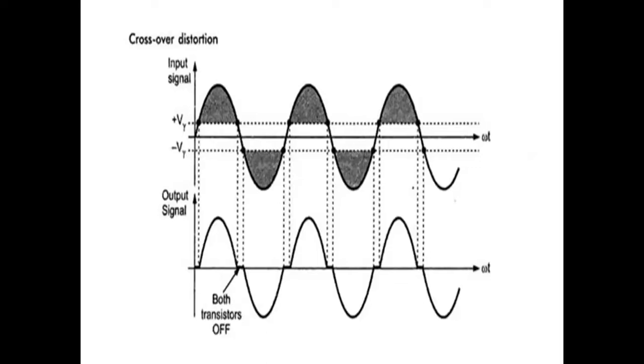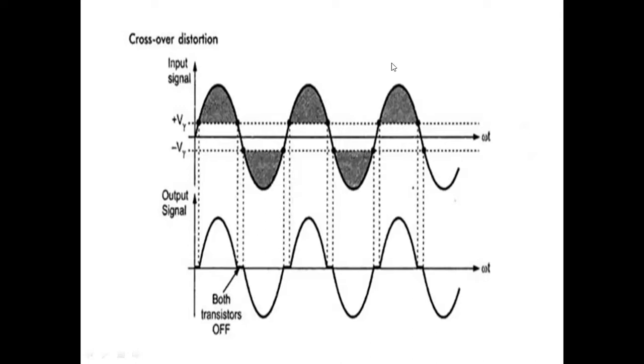Due to the crossover distortion, each transistor conducts for less than half cycle rather than a complete half cycle. If you see the figure, it is not a full half cycle. Because of this distortion, each transistor conducts for less than half cycle. So here we have the crossover distortion in class B amplifiers. That means both transistors will be in off condition at this situation.